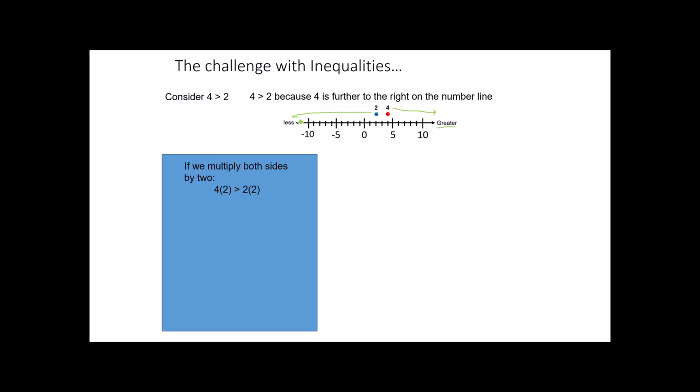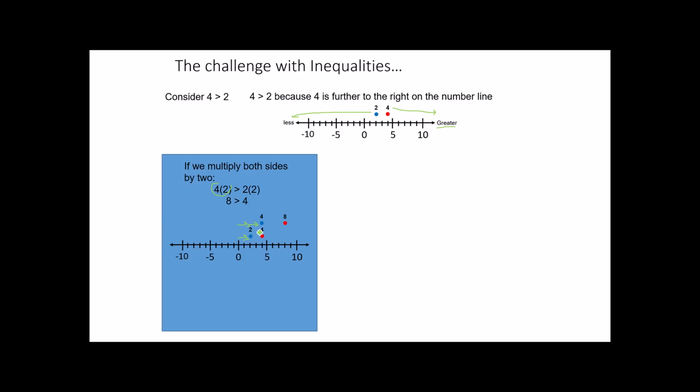we would expect for that 2 and that 4 to both get twice as large. 4 times 2 becomes 8, and 2 times 2 becomes 4. 8 is greater than 4, which is still true. Notice, if I were to plot those on my number line, the 2 times 2 becomes the 4, and instead of going 2 places to the right, it's gone 2 places and 2 places again.